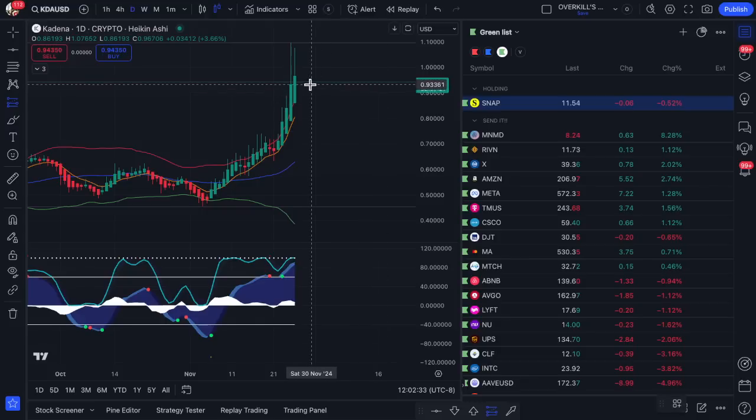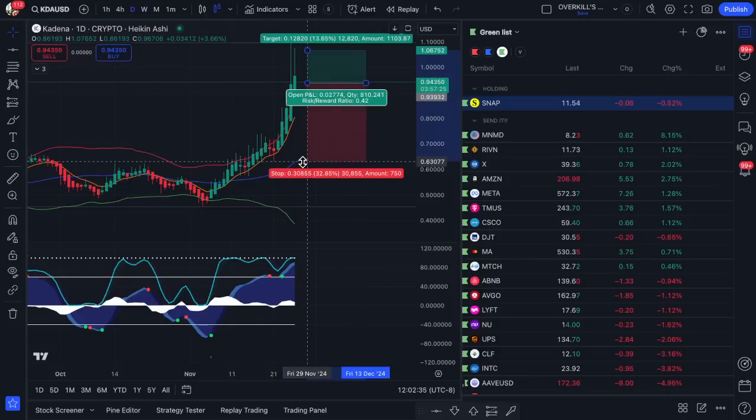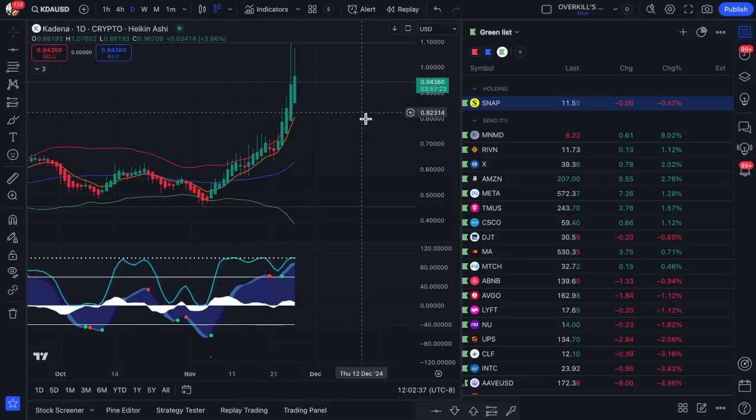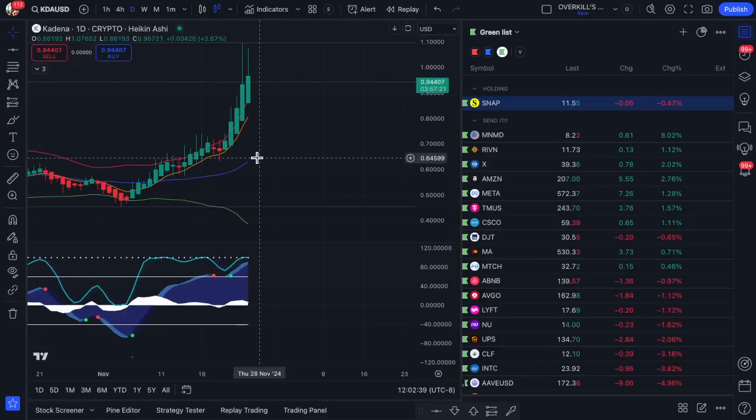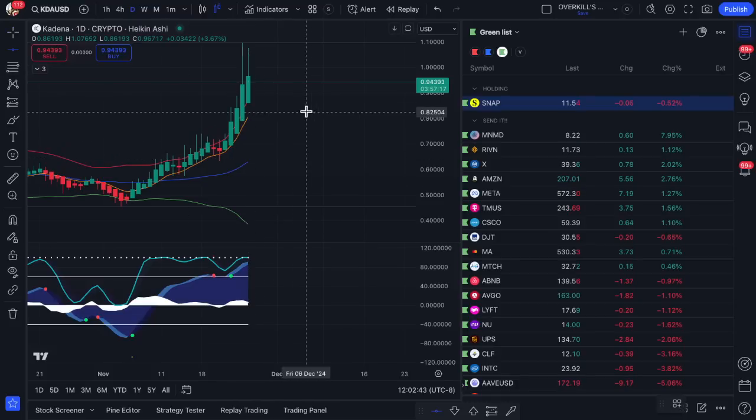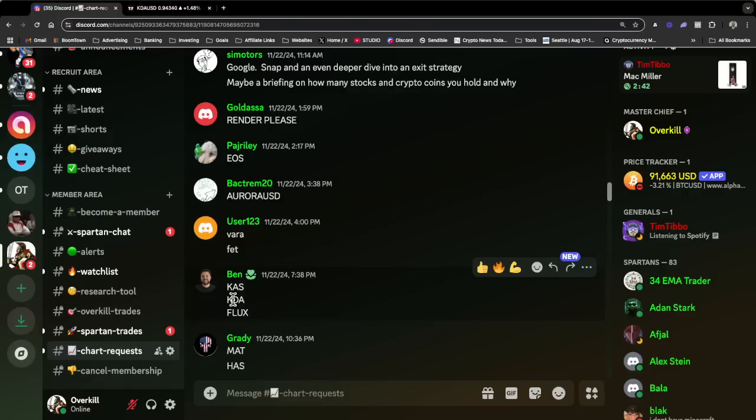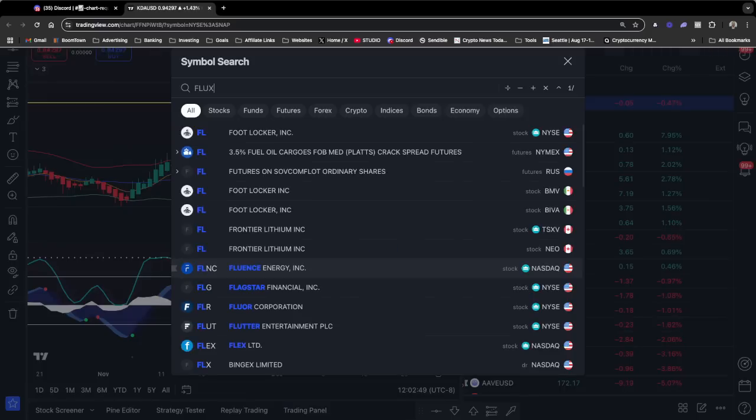Okay, you're talking 32%. Not nearly what XLM is, but that thing is definitely sitting off the mean there. 64 is where I'd like to see it pull back into. If you're in it, set a stop loss at 86. That's the bottom of today's candle. Flux.